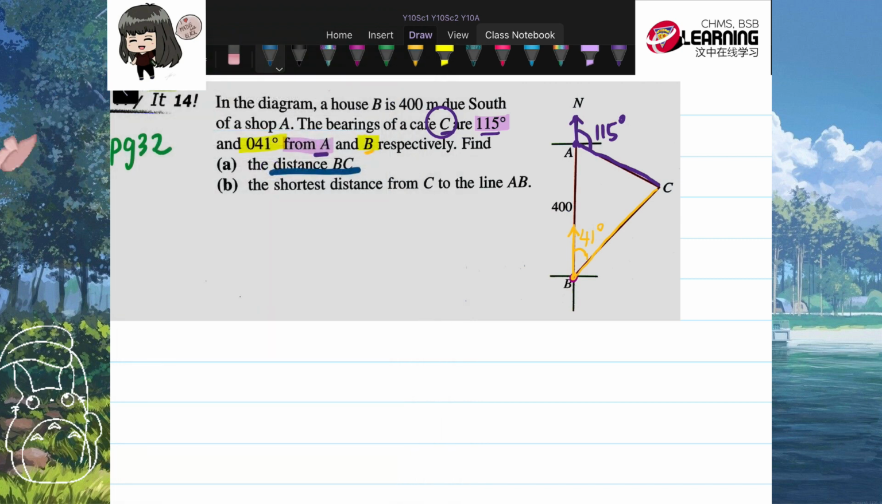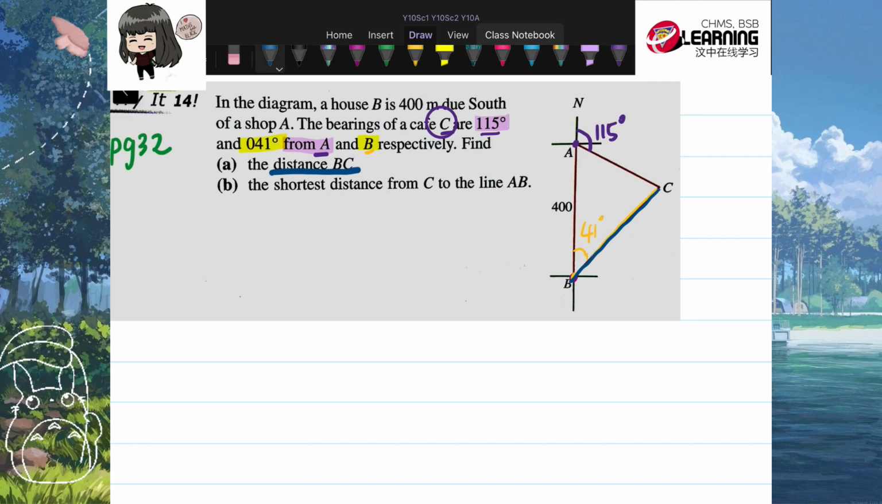Okay, so we need to find the distance of BC, this length here. We have the angles already, so I'll erase all this to not confuse you and just write down the angles: 41 degrees here, 115 there. Okay, the distance of BC.